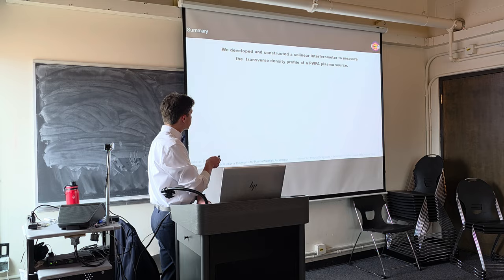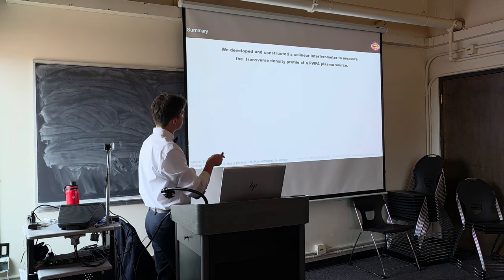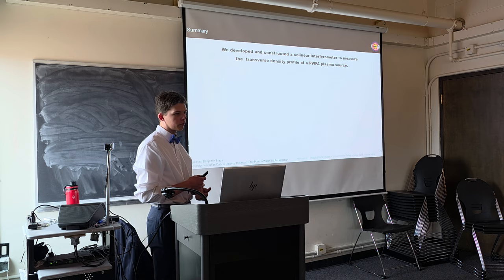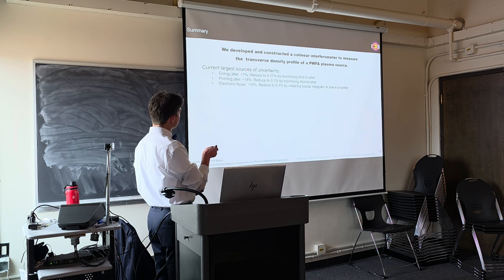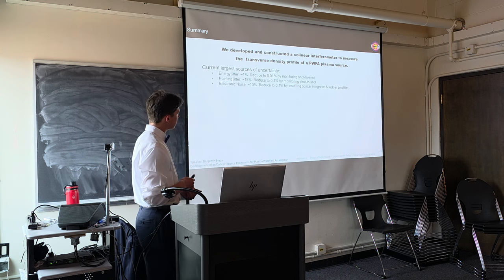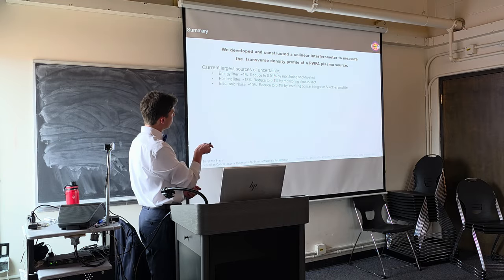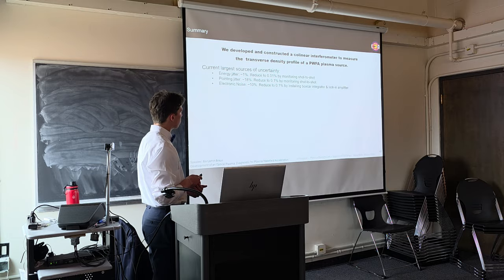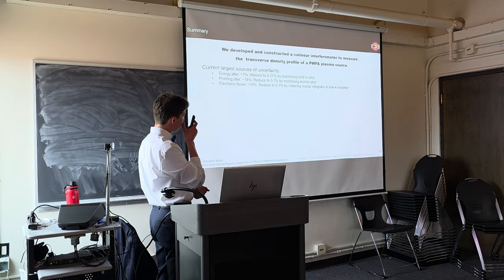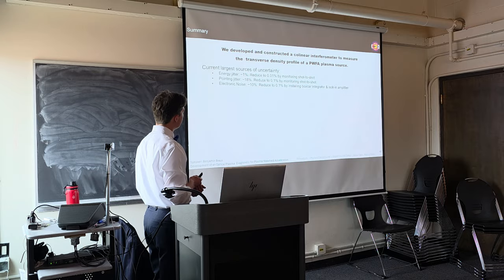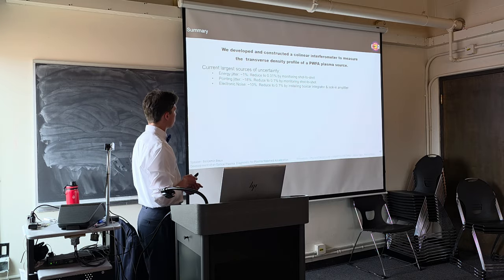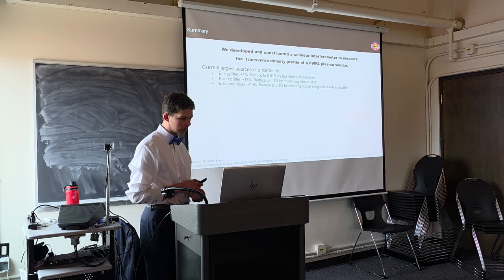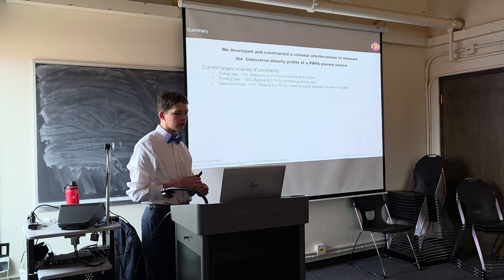Okay, so a quick summary of what we've been working on. We developed and constructed a collinear interferometer to measure the transverse density profile of a plasma source. The current largest sources of jitter are the energy jitter, about 1%, which we expect to reduce to about 0.01% by monitoring shot-to-shot jitter. Pointing jitter, which is on the order of about 18%, we hope to reduce to about 0.1% by installing that camera again. And then the electronic noise, which is currently on the order of about 10%, should be reduced to about 0.1% by installing a boxcar integrator and a lock-in amplifier, which are electronic signal-to-noise ratio improvement devices.